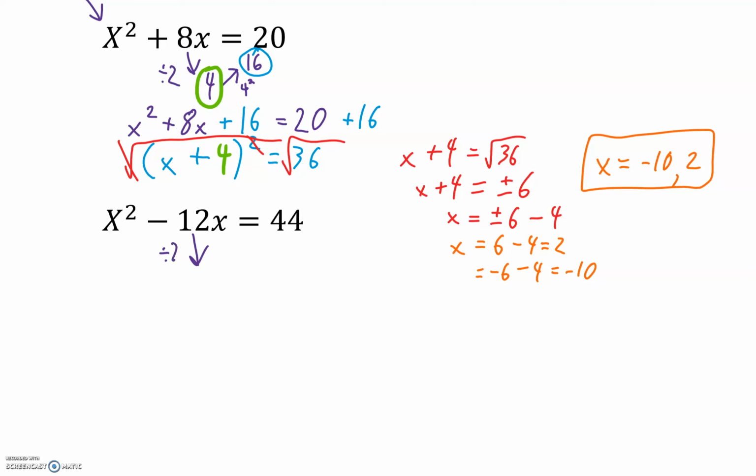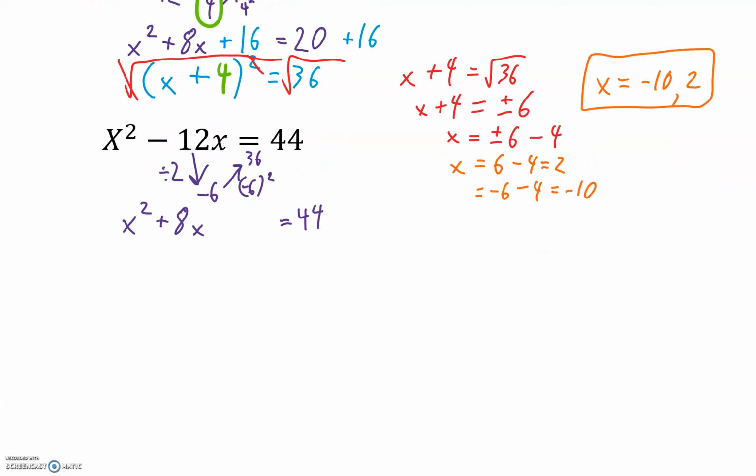So we are going to take the negative 12, we're going to divide by 2, we get negative 6. Then we're going to square that, and we're going to get 36. So now we're going to rewrite out our equation. It's the same steps as the last one. Equals 44. And we're going to take the 36, and we're going to add it to both sides.